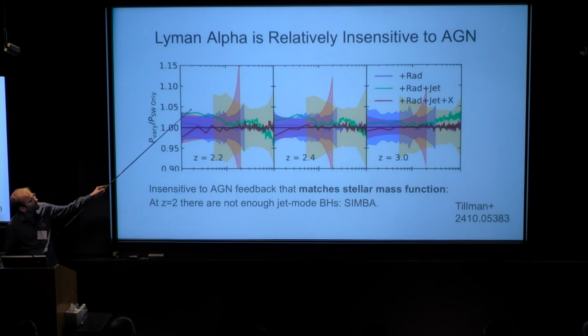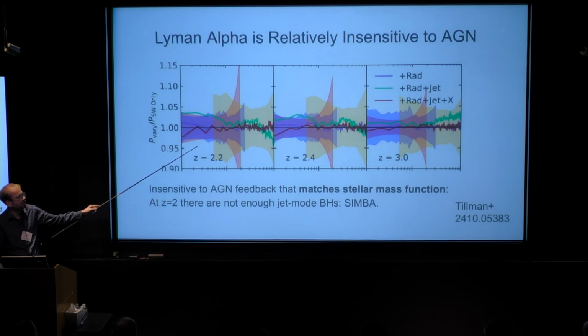So I'm not saying it's insensitive, to be clear. All my previous simulations do have AGN feedback in. I'm saying that it's relatively insensitive, and once you pick a model that can match the stellar mass function, you will not have the freedom to mess up the forest as well. Okay?